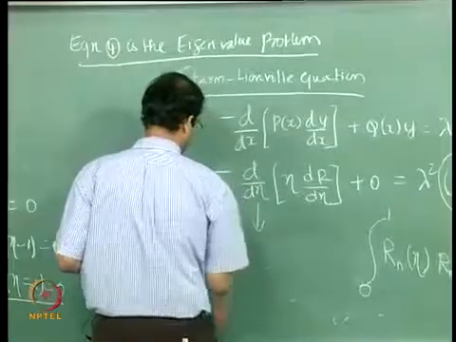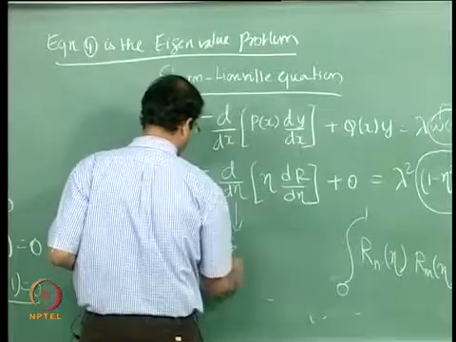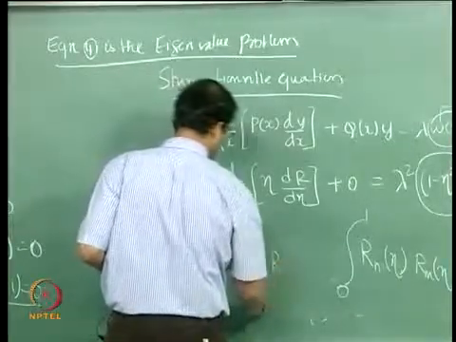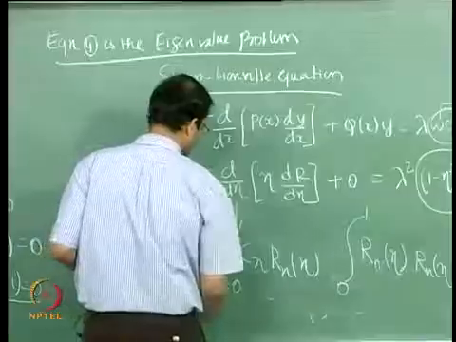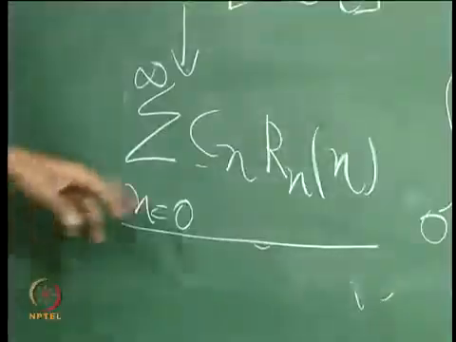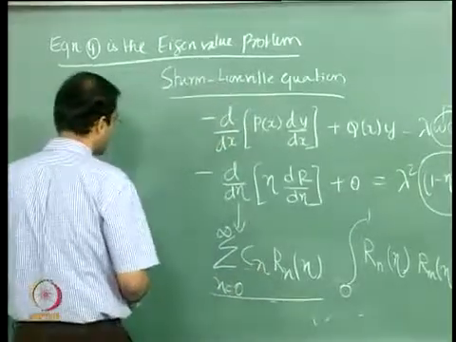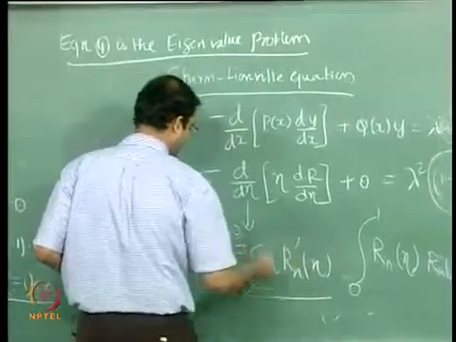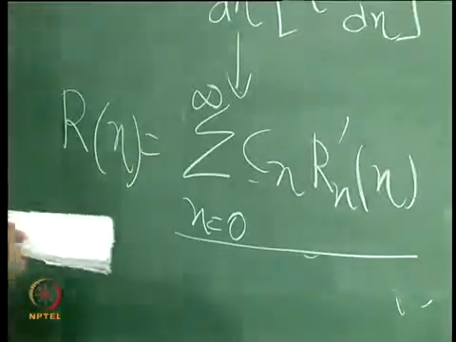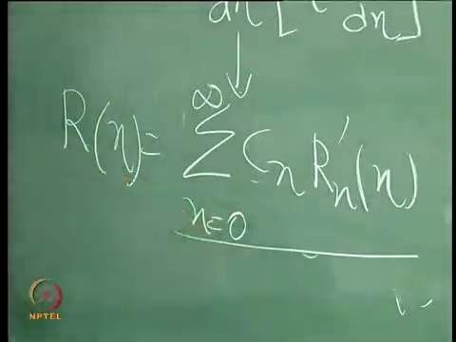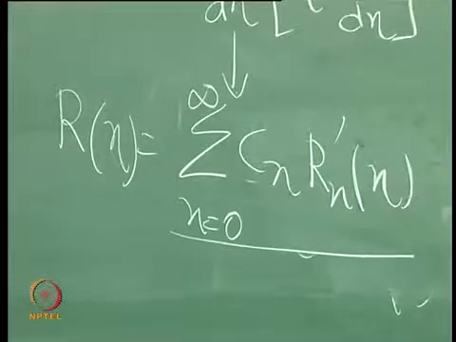you can write this as summation of some Cn times Rn of eta, where n can go from 0 to infinity. So once you know the eigenfunction, you can write this solution for theta, or whatever you call it. So your R of eta can be written as the eigenfunction times the constant summed over all the values of eigenvalues. Now the question is how to basically find the eigenvalues.